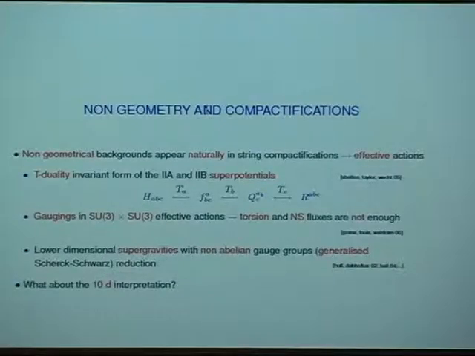So up to now I only described geometric solutions, so our backgrounds are real manifolds. But actually it seems that string theory contains a much wider class of solutions. And these solutions appear naturally if we stay in the 4-dimensional effective approach. And they appear from different sides.